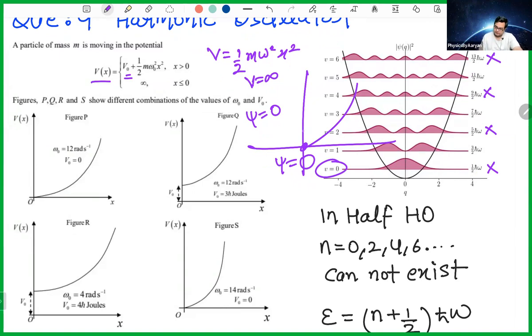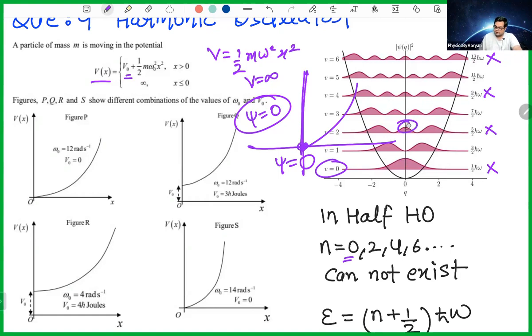In full harmonic oscillator, this wave function is okay. This is acceptable. But half harmonic oscillator means one side is harmonic oscillator, but the other side is infinite potential. So you cannot have any wave function on this side. If you cannot have any wave function on this side, you cannot have any wave function on the boundary as well. Otherwise, discontinuity will be there. So the wave function will be 0 at x equals 0 as well. So that is why this cannot be true. So n equals 0 is not a possible value.